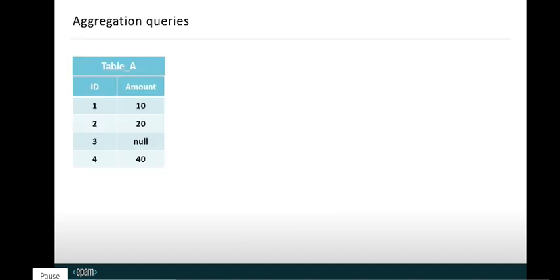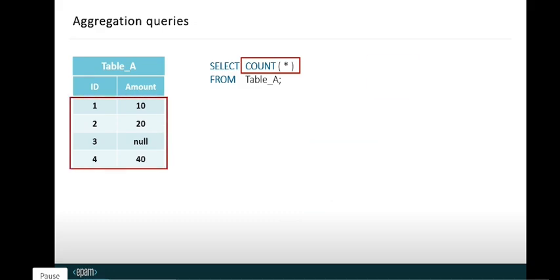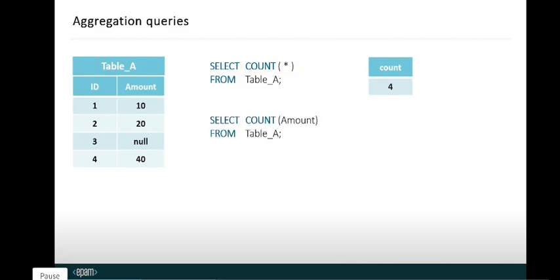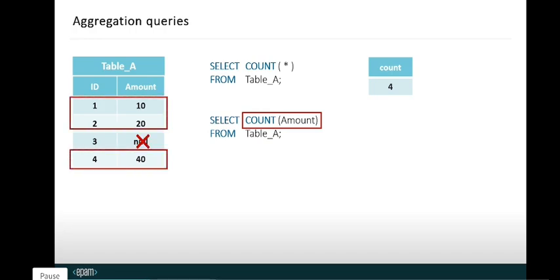Let's consider the following example. The count function with an asterisk will return the number of rows across the entire table, which is 4. If there were no rows in the table, then this function would return 0. If any of the values in the column are null, then they're ignored in the resulting set. Specifying a column in the count function will return the number of rows where the specified column is not null. There are 3 rows in our case.